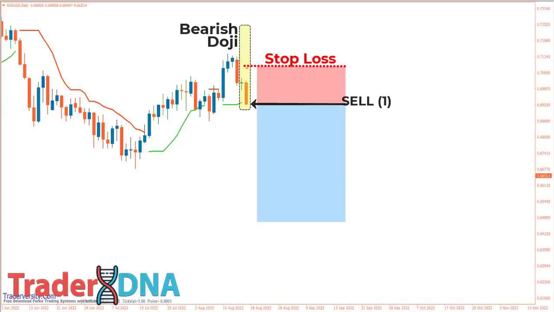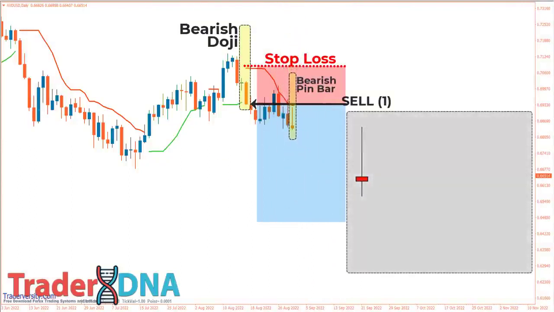Then the price starts to move downwards, and we observe the formation of a bearish pin bar. A bearish pin bar is a candlestick pattern that occurs when the price initially rallies, but then reverses and closes near its low. It has a long upper shadow and a small body near the bottom. The presence of a bearish pin bar suggests a potential downward movement in the market, indicating that sellers have gained control and the bullish momentum may be weakening.